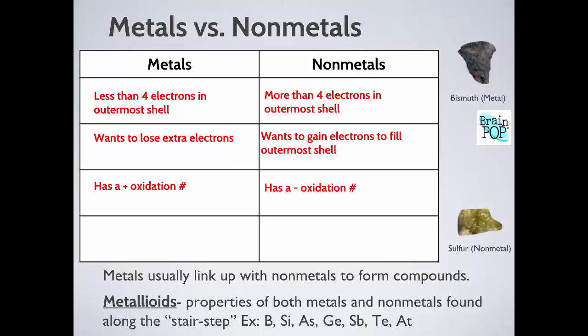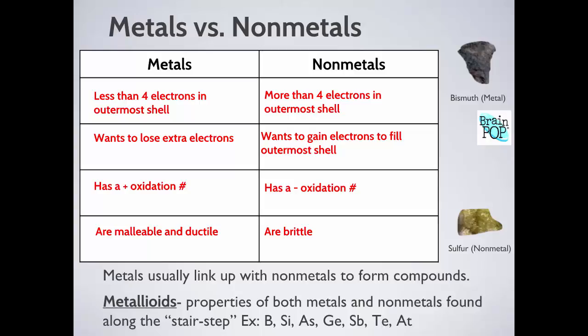Their general properties are also different. Metals are good conductors, nonmetals are not, of heat and electricity. Metals are malleable. They can be hammered into a shape. They're also ductile. They can be stretched out into a wire. Nonmetals cannot. Nonmetals are brittle. They break. And usually metals and nonmetals will combine to form compounds. And there are some things that are sort of in between.